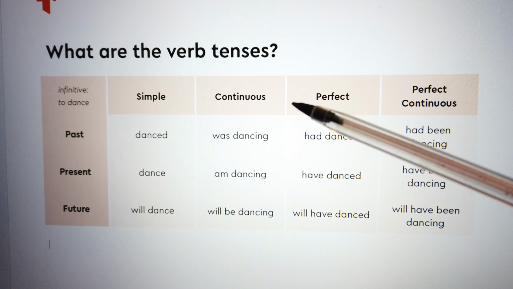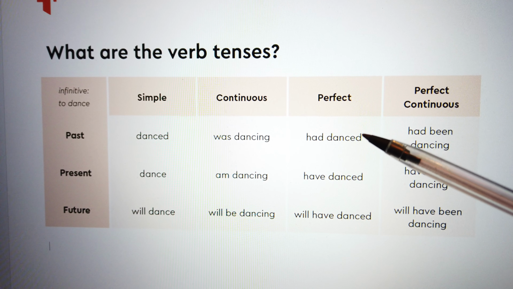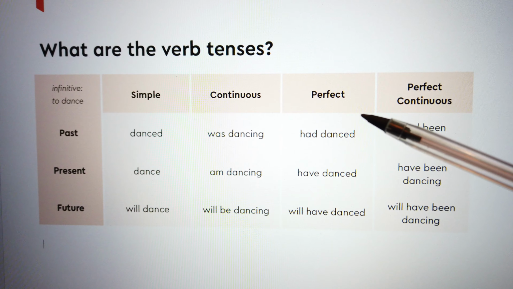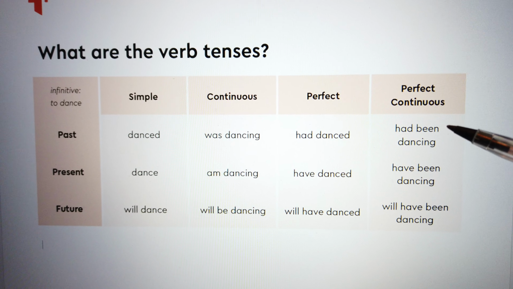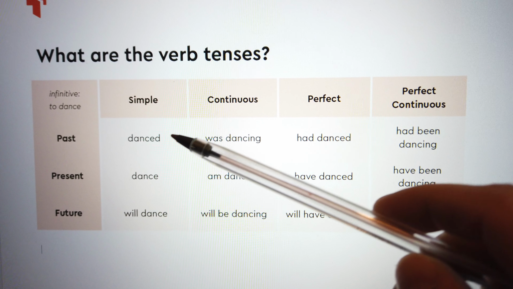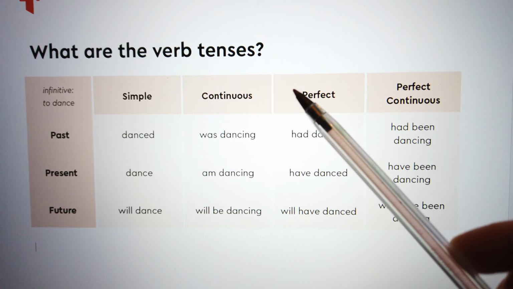The past perfect is had danced. Past perfect continuous: had been dancing. These are, by the way, 12 verb tenses. We've got 12 verb tenses, right?